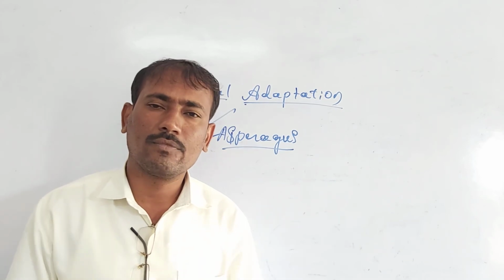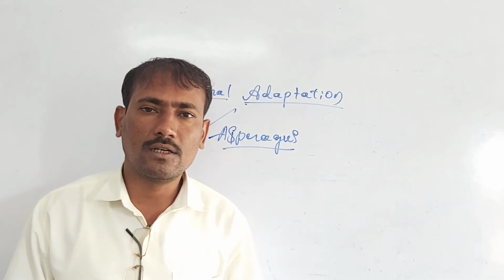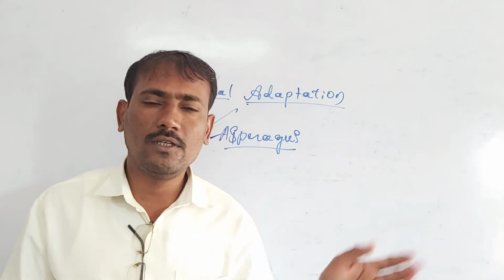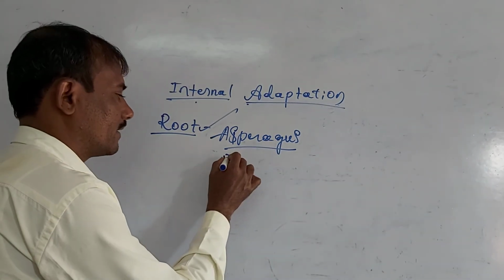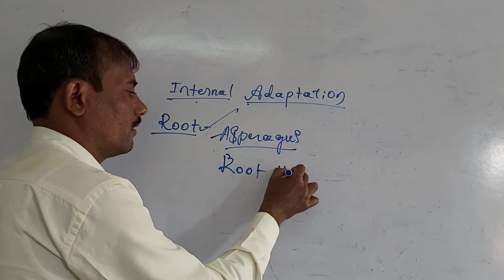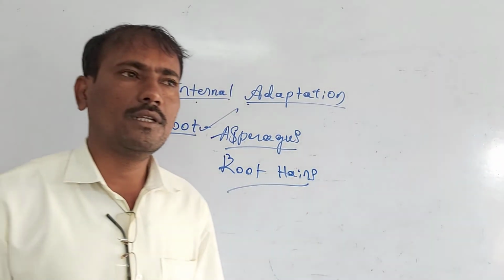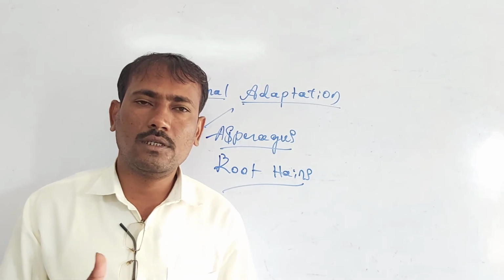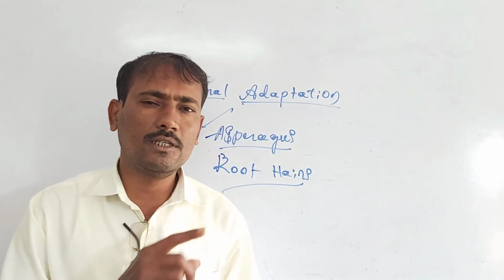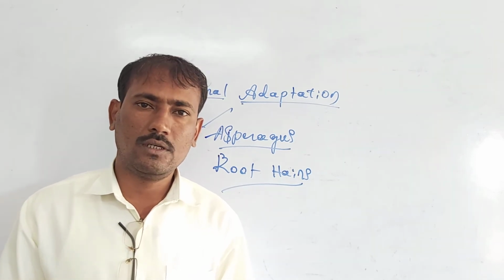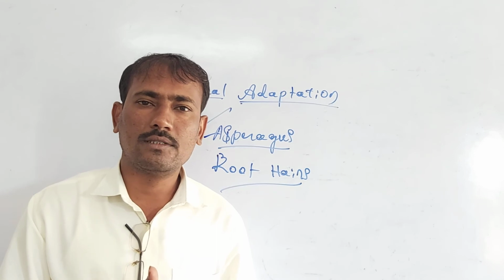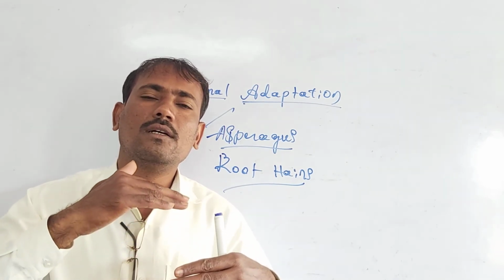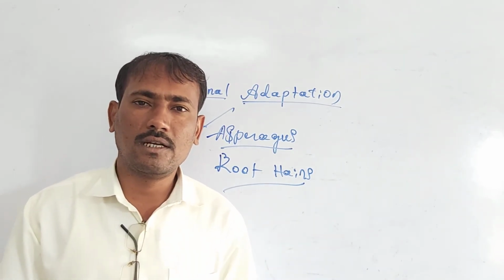It is another important internal adaptive character of the xerophytes. Abundant root hairs are present in the majority of xerophytes. So almost every xerophyte shows a very strong, extensively developed and elaborate root system. The roots are also protected by a thick cork-like layer in some of the plants, as I already discussed earlier.